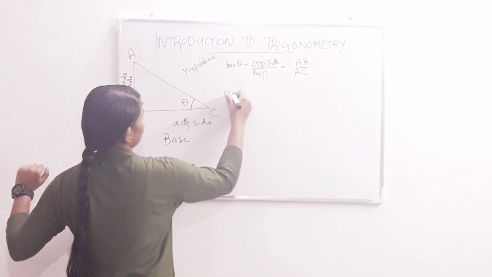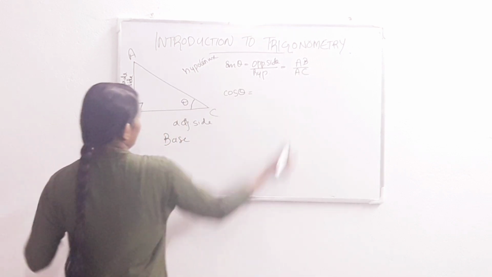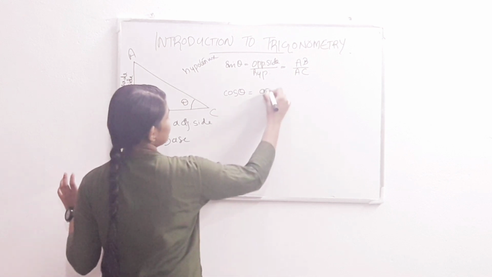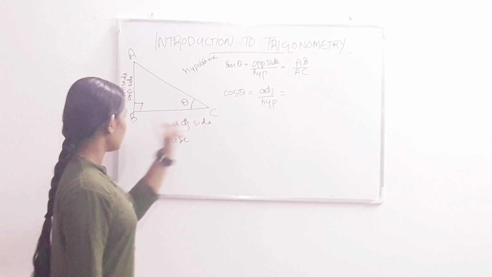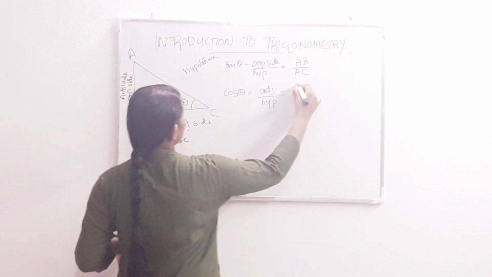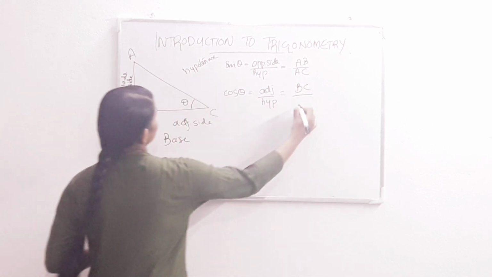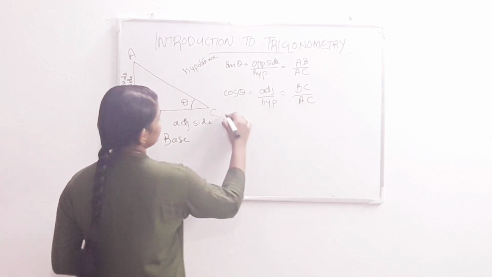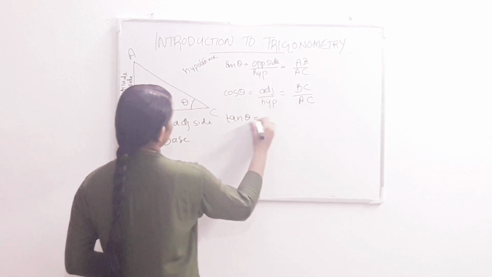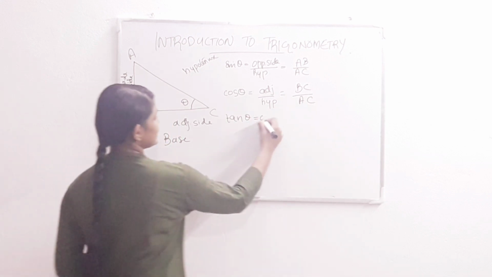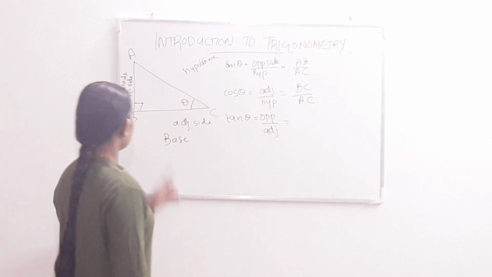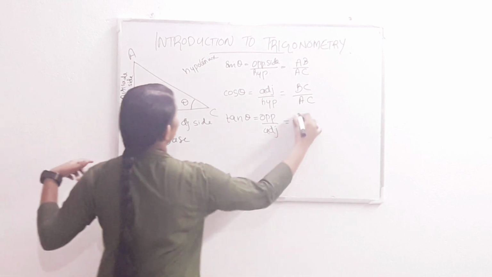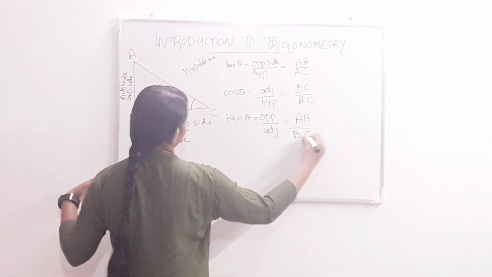Next trigonometric ratio is cos theta. So cos theta is equal to adjacent side divided by hypotenuse. Here the adjacent side is BC. So BC divided by the hypotenuse AC. Next, tan theta. Tan theta is equal to opposite side divided by adjacent side. So the opposite side AB divided by the adjacent side BC.